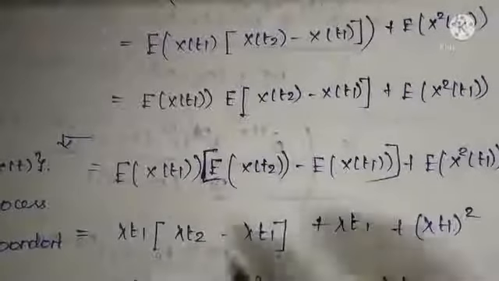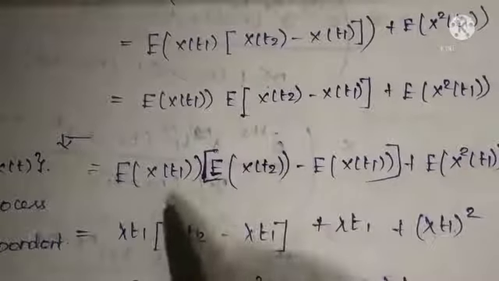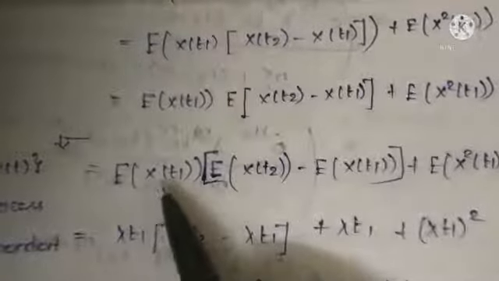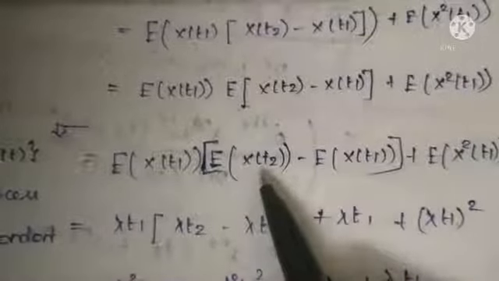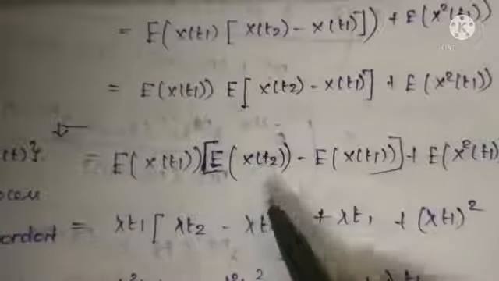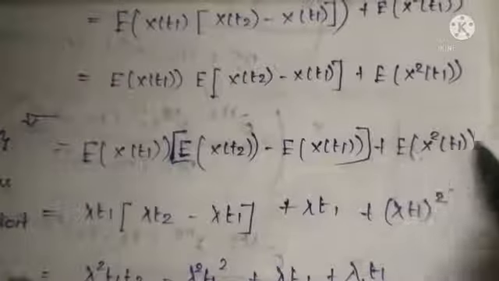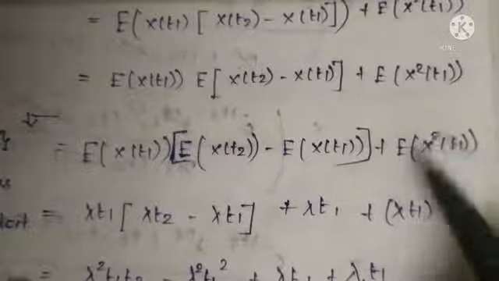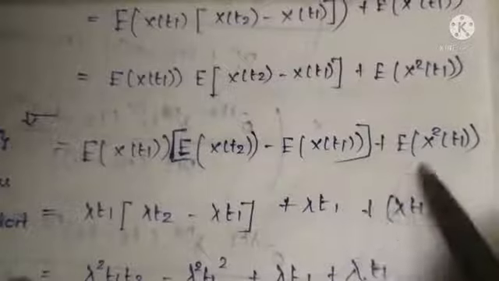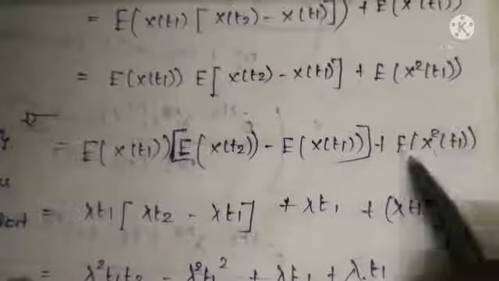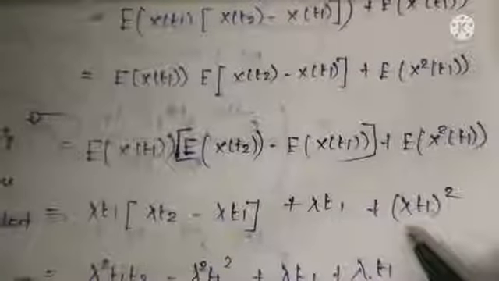So E of x of t1 is common for these two. And we know the mean of Poisson process is lambda t. In place of t, we have t1. Same here, it is lambda t2, it is lambda t1. And this is E of x square of t. We know E of x square of t is lambda t plus lambda t whole square. In place of t, it is t1. While finding variance, we found this answer, right? You go through the last proof. Lambda t1 into lambda t1 the whole square.